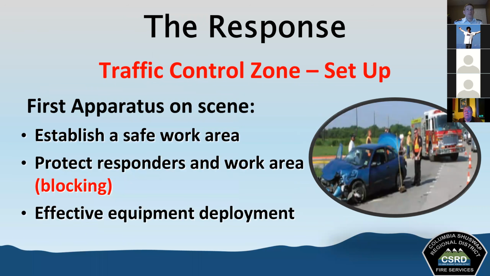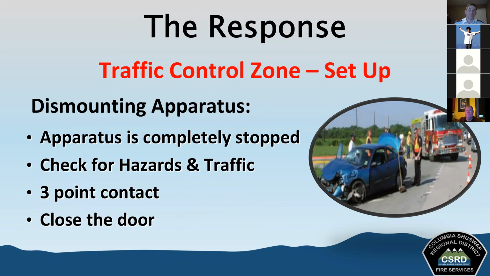So again, we get there and we're on scene with the setup. The first apparatus on scene has the responsibility of establishing a safe work area. We want to protect responders and the work area, and we do that by blocking. You can see the apparatus in the back there doing a blocking maneuver. And we want to start to deploy equipment. So remember, personnel should maintain an awareness of the high risk of working in and around moving traffic, right?